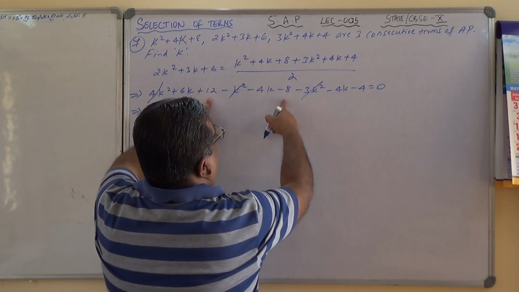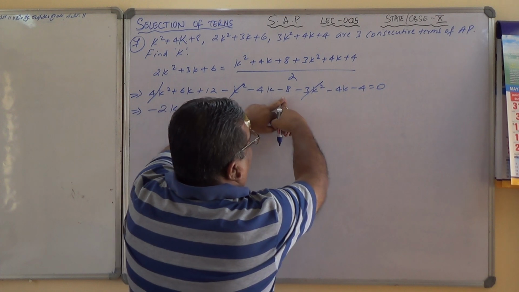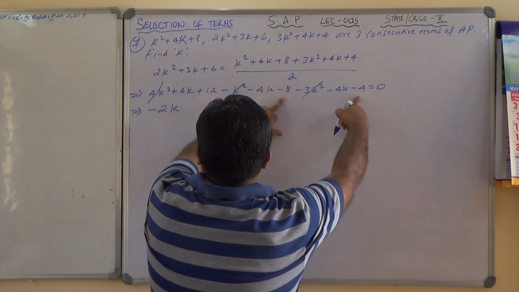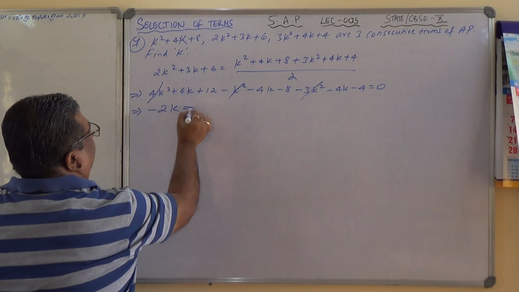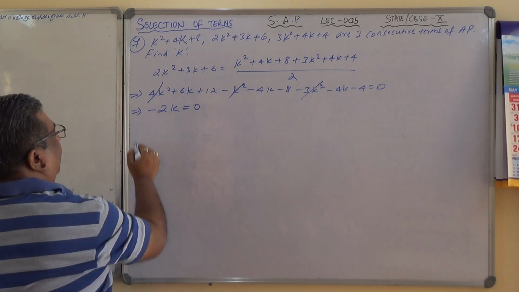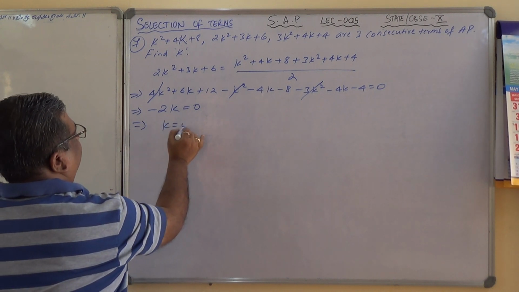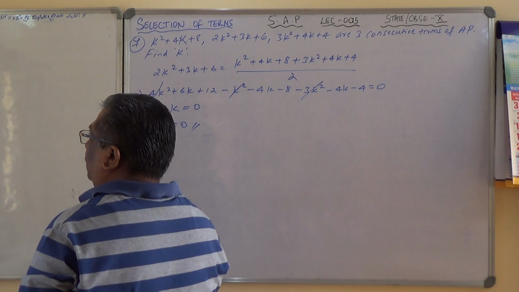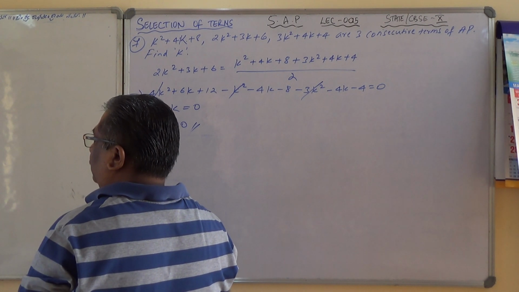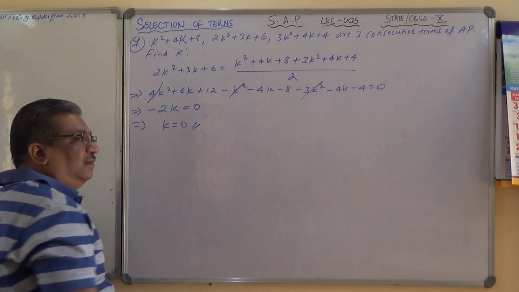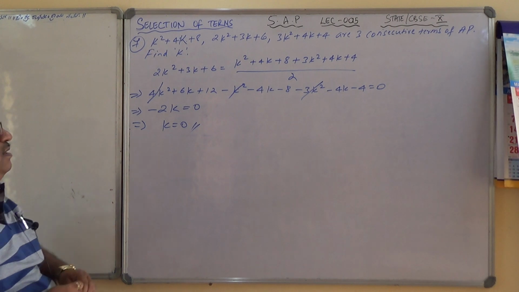12 minus 8 plus 4 plus 4 minus 4, 0 equals 0. Therefore k equals 0. Yes, it is correct. Got it? So note it down.